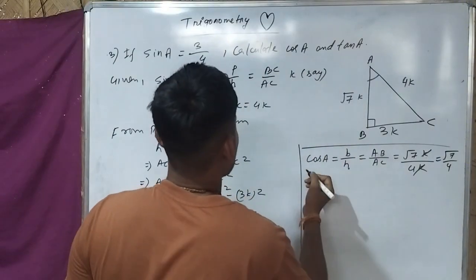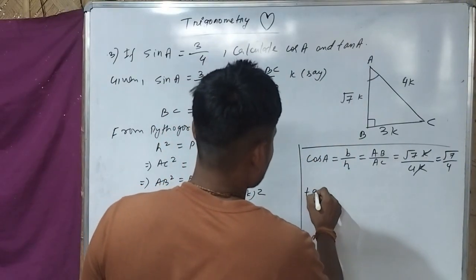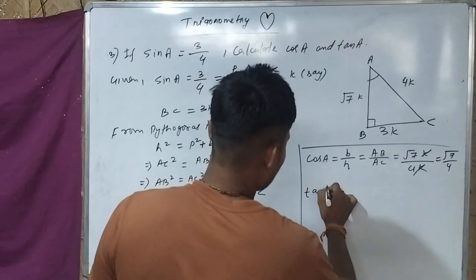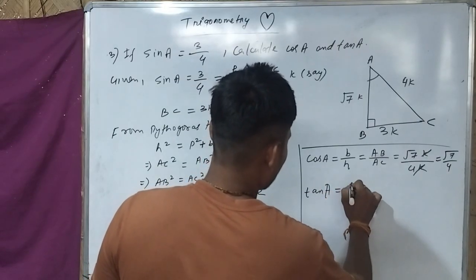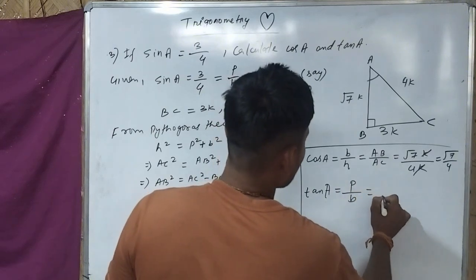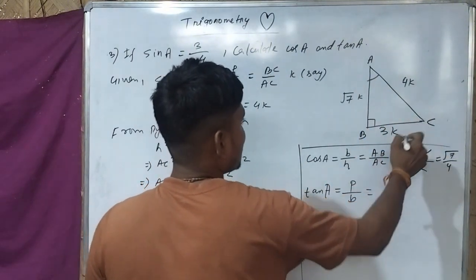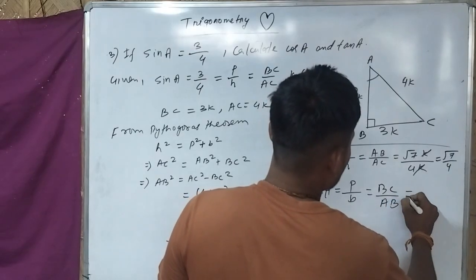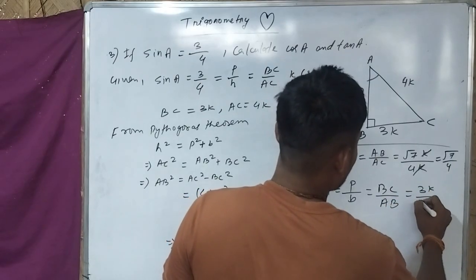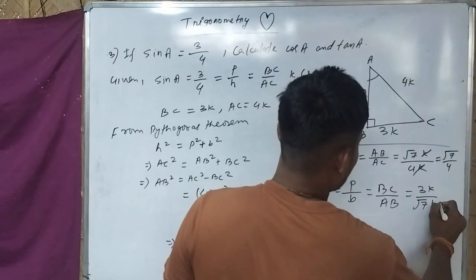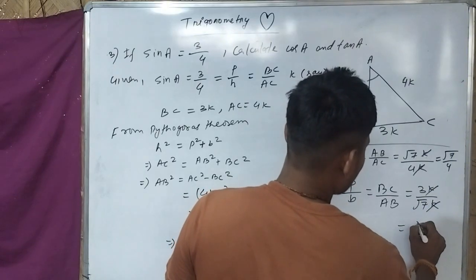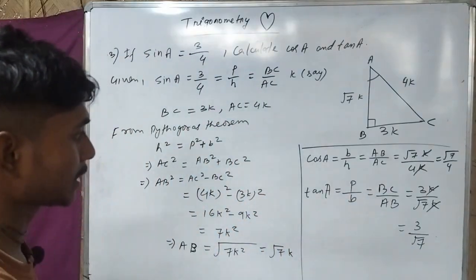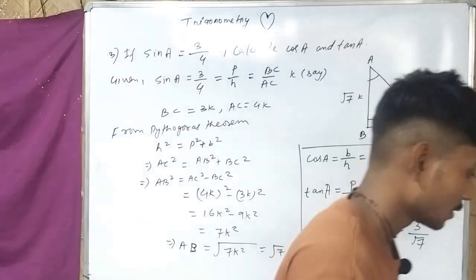Okay, cos A. Now next is what? Tan A. Tan A means what? Tan A means perpendicular by base. So what is with respect to angle? Perpendicular is BC and base is AB. So 3K by root 7K. K cancels. So we will get 3 by root 7. Okay, so I hope it is clear.